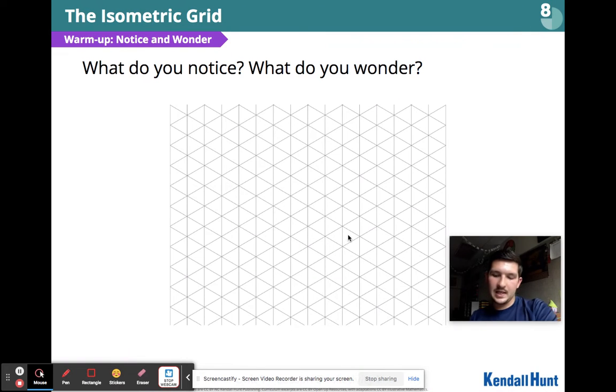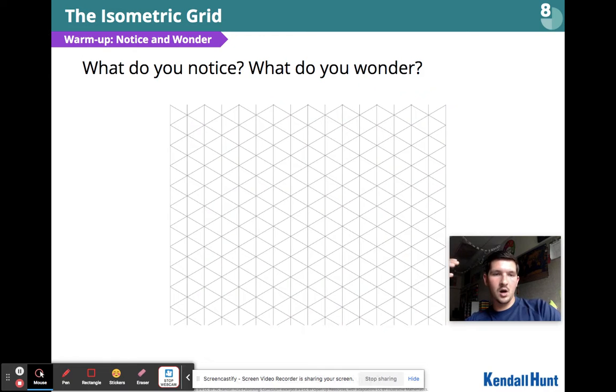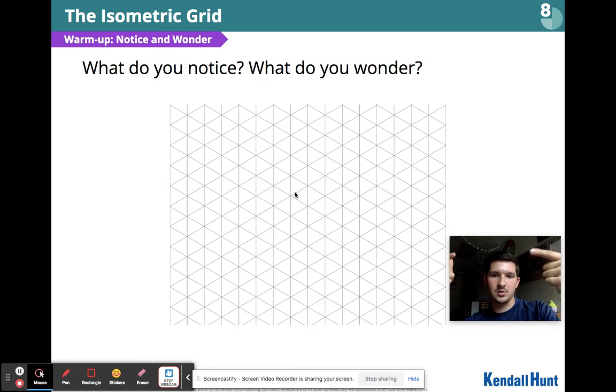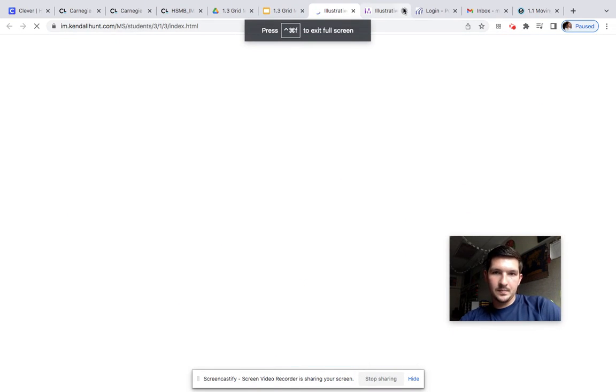The likelihood of you seeing it in the future is slim, but I want to be very clear that all of our grids are not always going to be coordinate grids. We could see things like this that are isometric, but know that we are still able to do transformations, translation, reflection, and rotations on an isometric grid. Okay, let's look at this here.